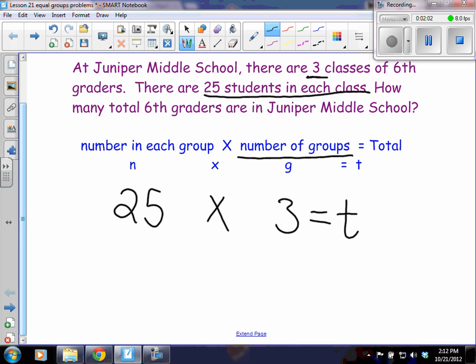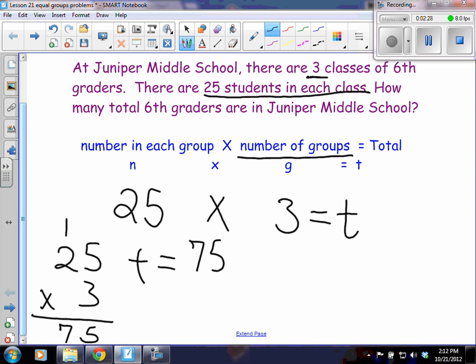And we're going to take 25 times 3. And so I'm going to write this over here, easier to see. 3 times 5 is 15. 5 goes down, 1 goes up. 3 times 2 is 6, plus 1 is 7. And so we have an answer of t equals 75. And of course we're going to put a label of 6th graders, since that's what the problem was asking for.